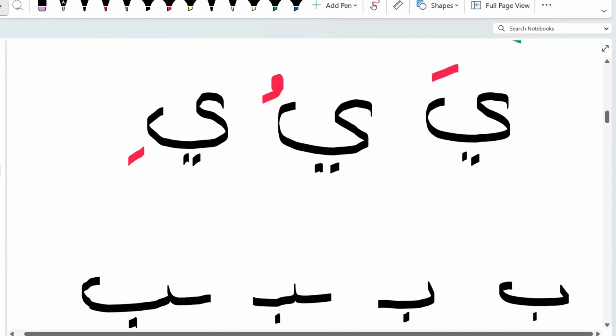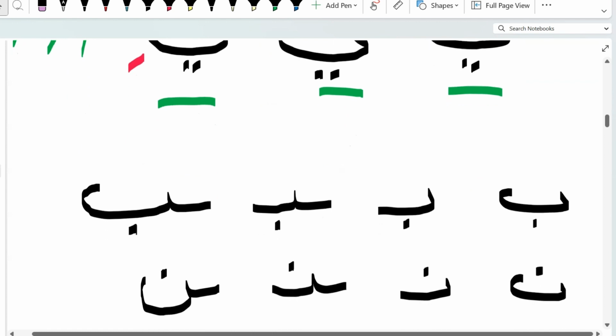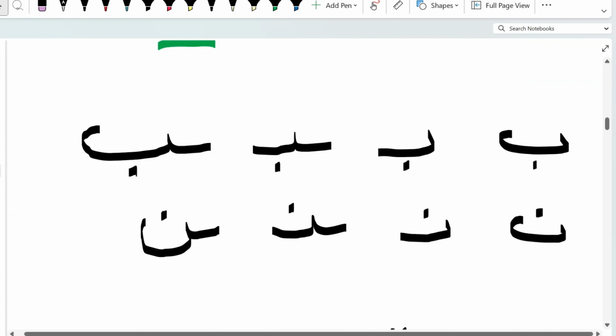Now this letter looks like a plate but with a head right here. This is ya, as in the English y, ya. So with the harakat, it's ya, yu, yi. Now how do we write them in the beginning and the middle and the end of the word?